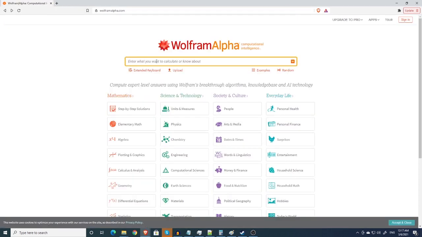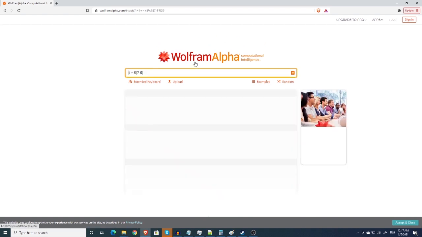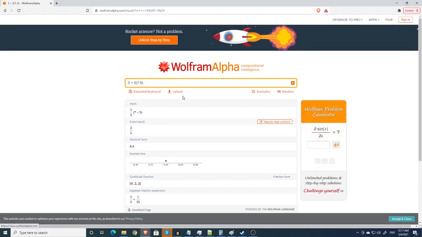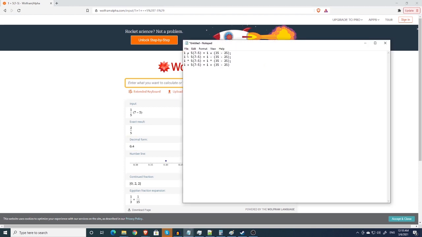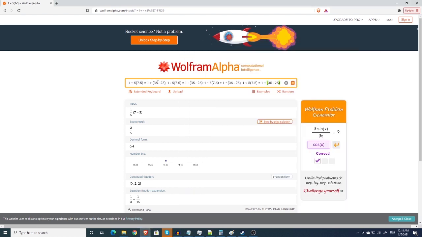But what I wanted to do is actually look at Wolfram Alpha as well, because of course it's going to do the same basic thing that we saw before. It converts 1 divided by 5 to 1 over 5 and does that. Now the question is, why does it do that? I have here all possible operations from basic mathematics with 1 plus 5 parentheses 7 minus 5, and we're saying that's equal to 1 plus 35 minus 25. And then we do the subtraction, then we do multiplication, which is represented here by the asterisk, and then we finally end with division.